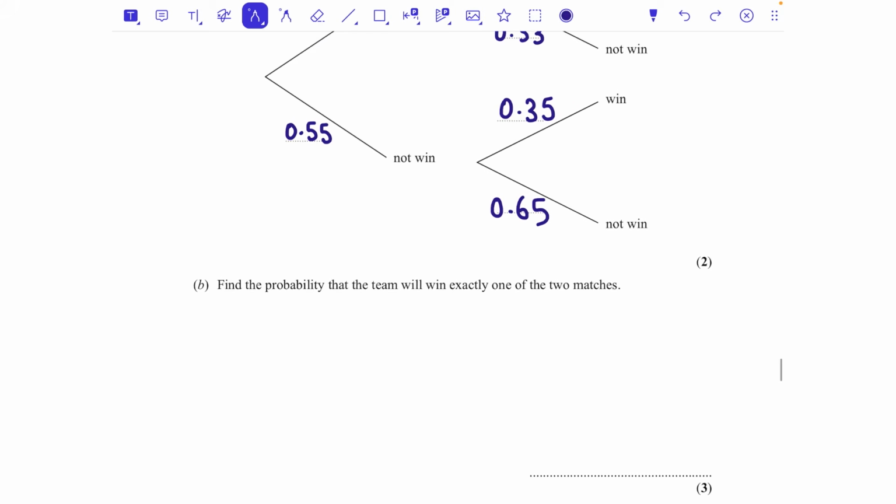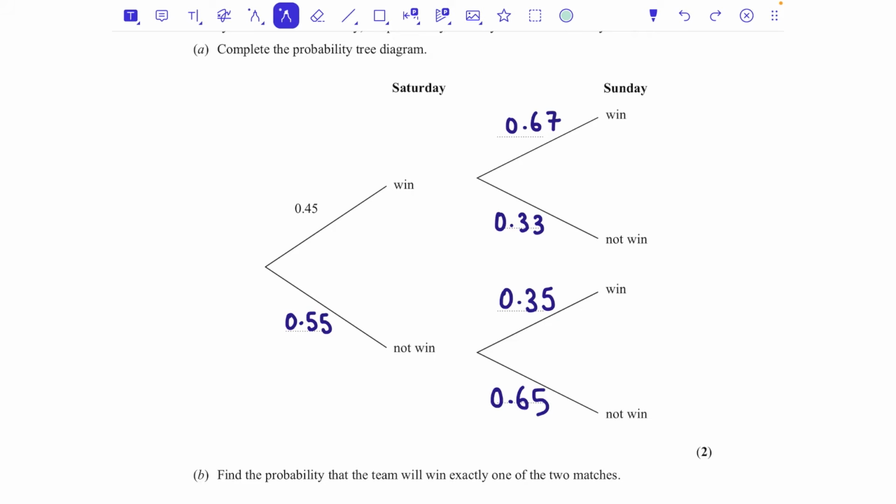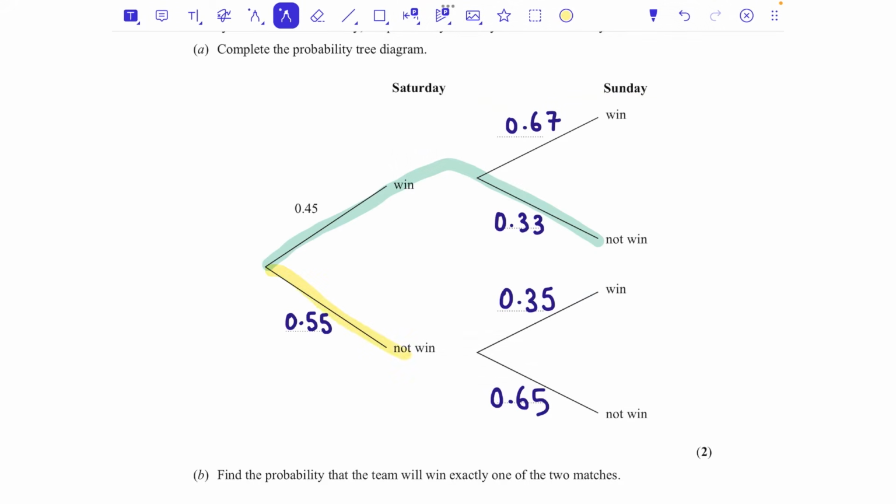Find the probability that the team will win exactly one of the 2 matches. Well, how could that happen? Either we could win on Saturday and then not win on Sunday. That would be one scenario. Or we could not win on Saturday and win on Sunday. In both of those situations, they've won exactly one of the 2 matches. Now, with probability trees, we times along the branches and then we add up the options that we want.